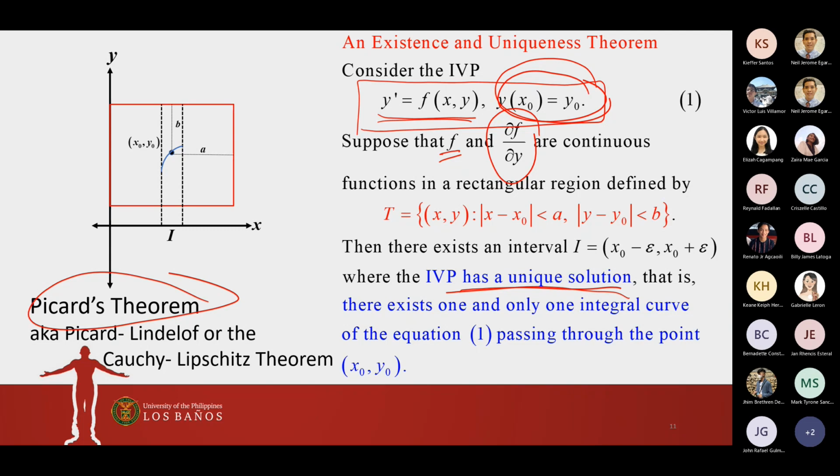Kasi sabi ni Picard, madali lang yan. Para masabi na may nag-exist na solution at unique yung solution na yon, here's the sufficient criterion. I-check mo kung yung f at saka yung partial ni f with respect to y ay continuous sa isang rectangular region na nagko-contain nung iyong initial value. Okay? So that's the theory.